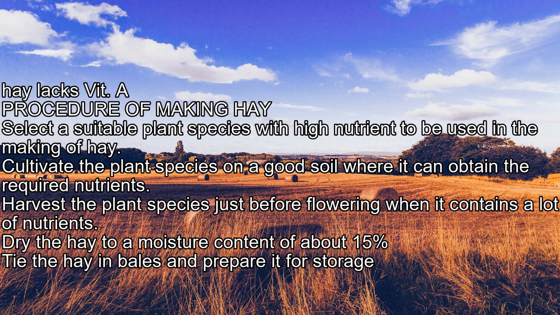Procedure of making hay. Select a suitable plant species with high nutrients to be used in the making of hay. Cultivate the plant species on a good soil where it can obtain the required nutrients. Harvest the plant species just before flowering when it contains a lot of nutrients. Dry the hay to a moisture content of about 15%. Tie the hay in bales and prepare it for storage.